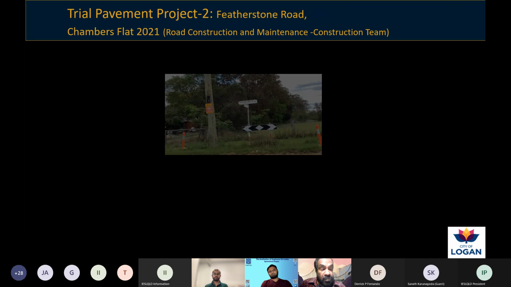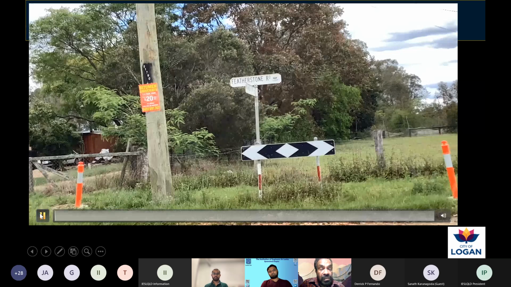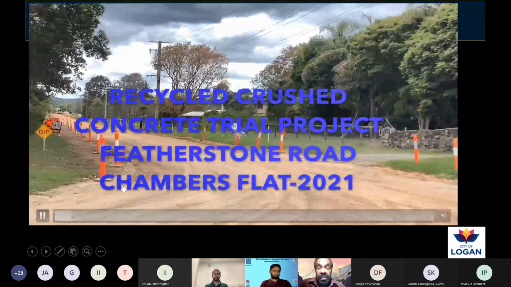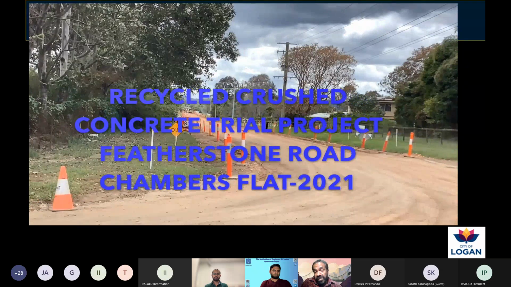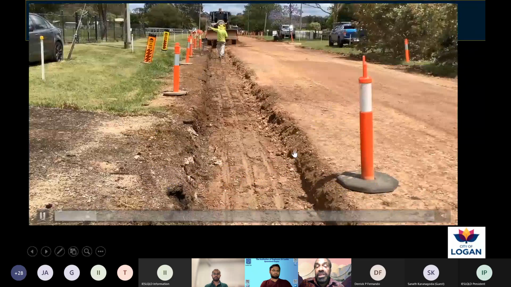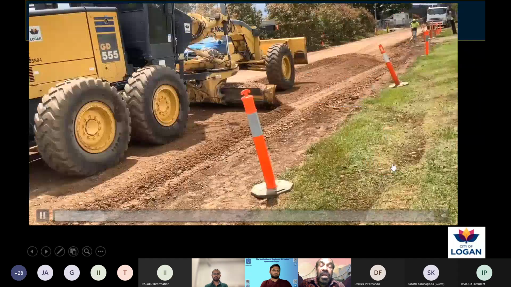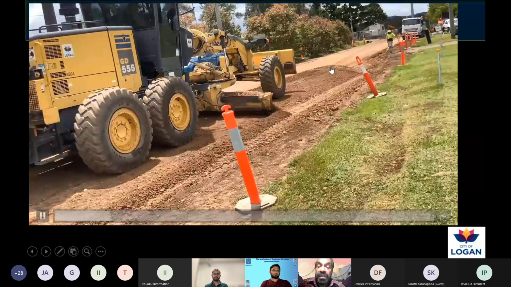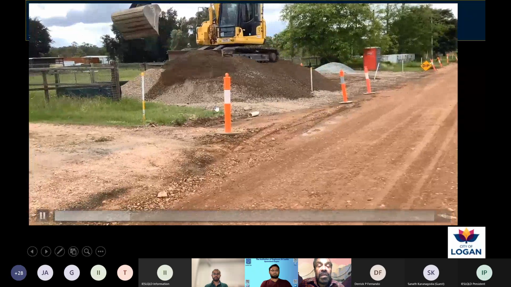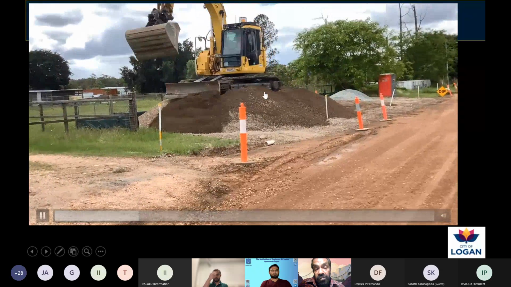And this is Chambers Flat. I am going by field trials because then you can see what we are doing. This is 2021, a very recent study. This is our second road project. And this is the initial road, the existing road. Graders are spreading the subgrade. And this is the recycled crushed concrete you can see here, and we exported that to the site.